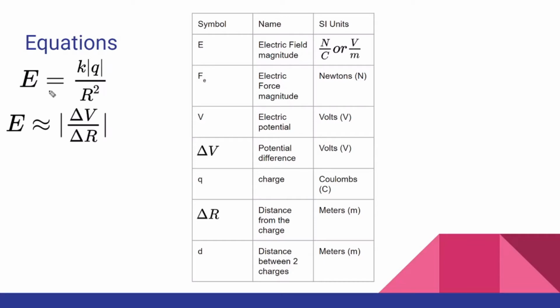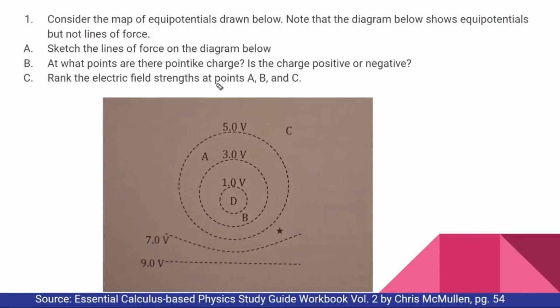Here are some of the equations that you need to know regarding the electric force. The electric field is equal to the Coulomb constant times the absolute value of the charge divided by the distance from the charge squared. And then the electric field is approximately the absolute value of the change in the potential, or the potential difference, over the change in distance.